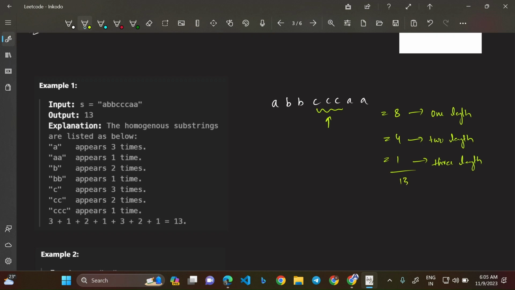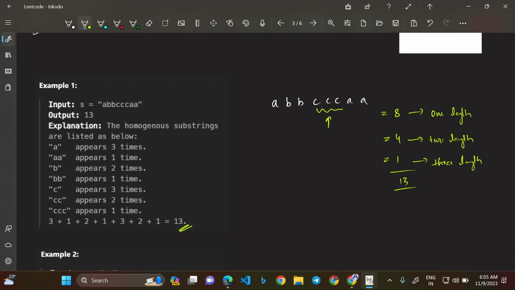8 plus 4 plus 1, that is equal to 13. So that is the reason 13 is the answer. Getting my point? So this is very evident, very simple. They're asking us to find the number of substrings in which all the characters of that particular substring are the same. Individually, every character is a substring. So all those will constitute the one length substrings.